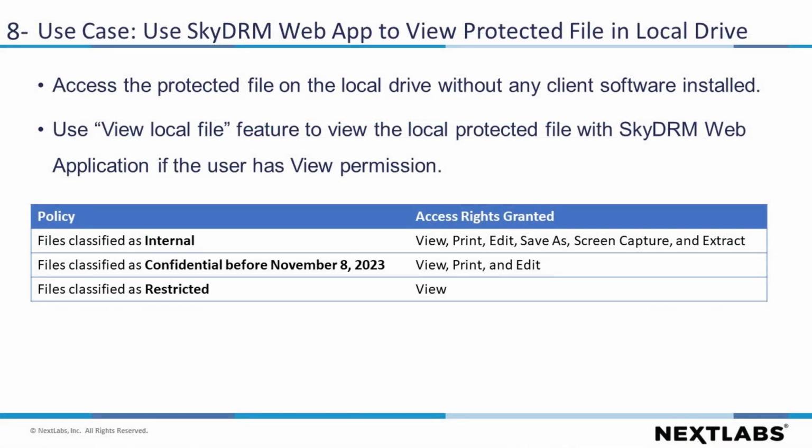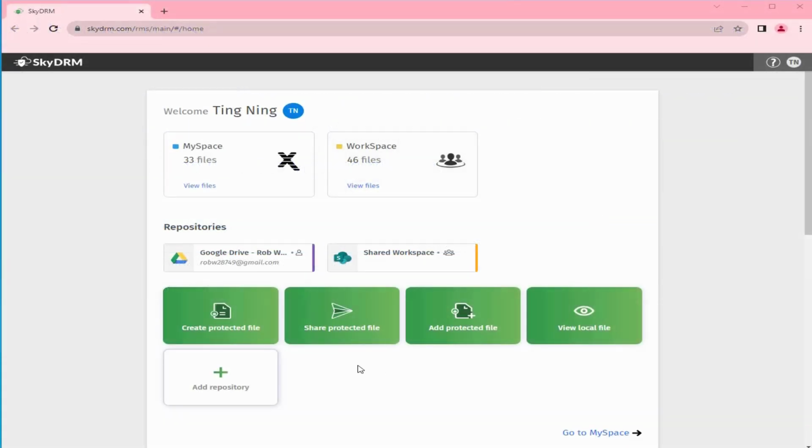In this use case, I will demonstrate using SkyDRM Web Application to view a protected file in local drive. We will access the protected file on the local drive without any client software installed. Then, use the View Local File feature to view the local protected file with SkyDRM Web Application if the user has view permission. I am logged into SkyDRM Web Application.